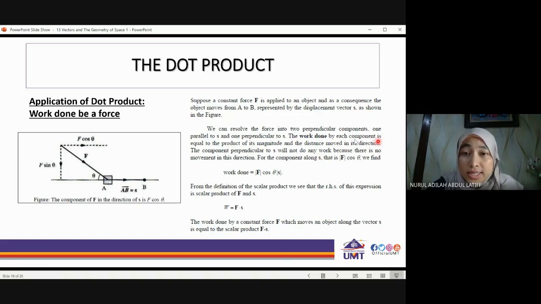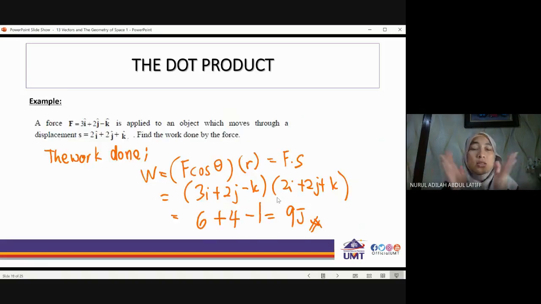So the work done, you read like this. The work done is equals to F cos theta. From the definition of the scalar product, we see that the right hand side of this expression is the scalar product of F and S. So W is equals to F dot S. So the work done by a constant force which moves an object along the vector S is equal to the scalar product F dot S. So this is the example of the application of the dot product.